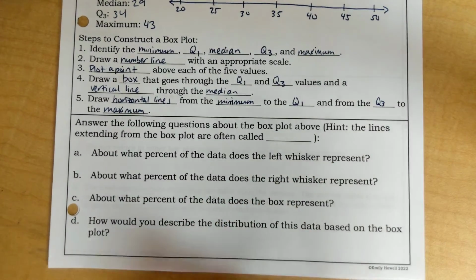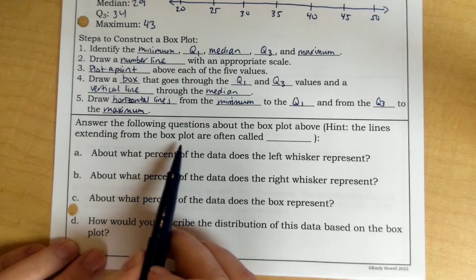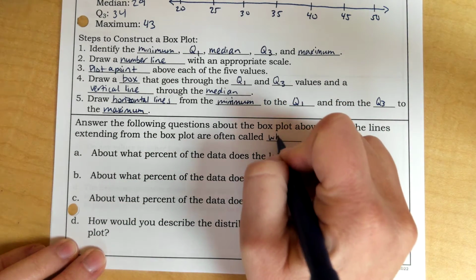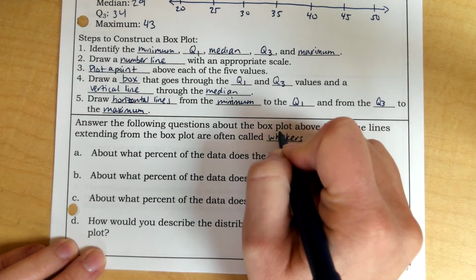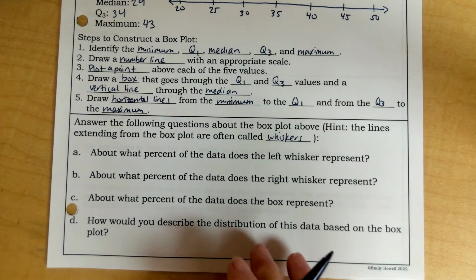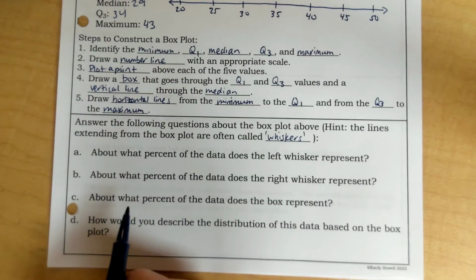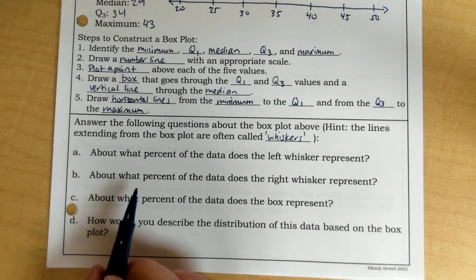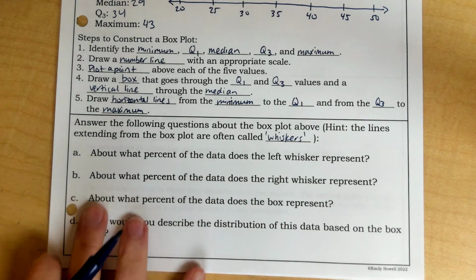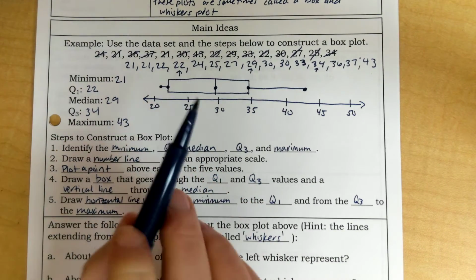Now we're going to answer the following questions about that box plot. So the lines extending from the box plot are sometimes called whiskers, which is why it's sometimes called a box and whiskers plot. But that just might be a little helpful piece of information for you. So the question here is, what percent of the data does the left whisker represent? So from here to here, how much of the data is shown?